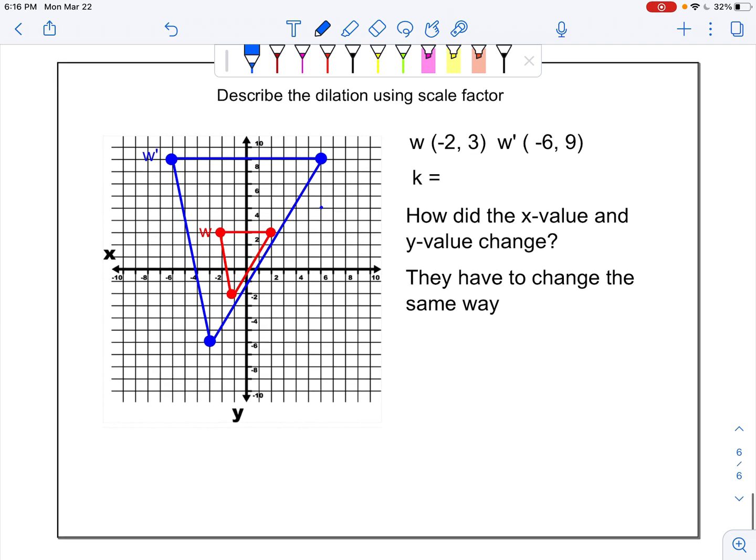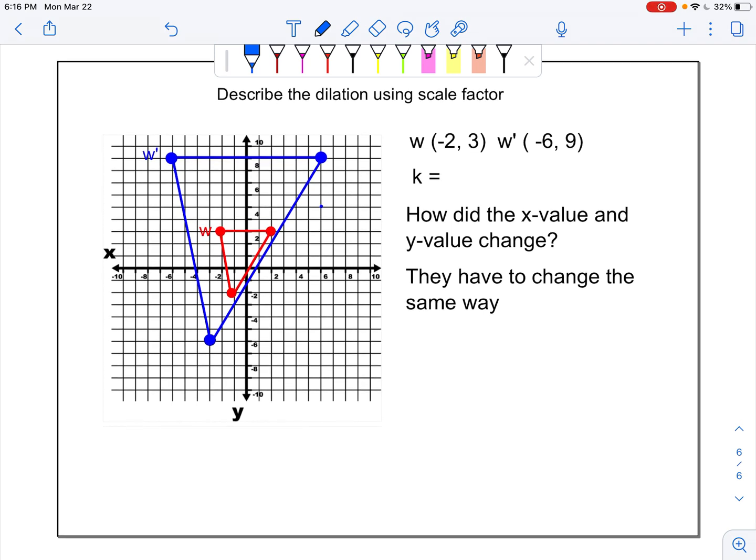So let's come down here. Now we need to find the scale factor. So now we're trying to find our k factor. So if all I have to do is look at these, it went from -2 to -6, and both the x and y will always be multiplied by the same number. And then it went from 3 to 9. So obviously my k factor is a 3.